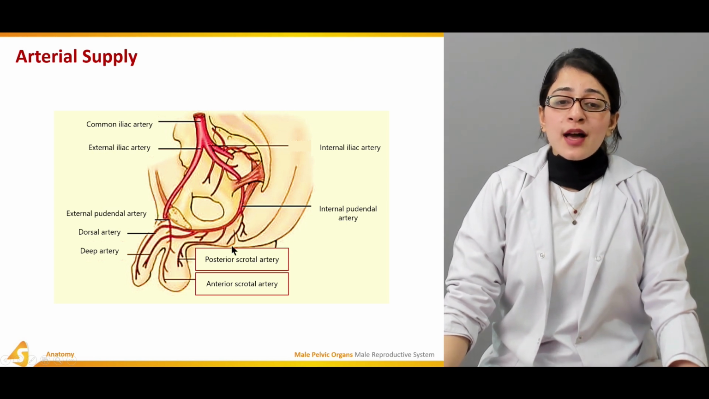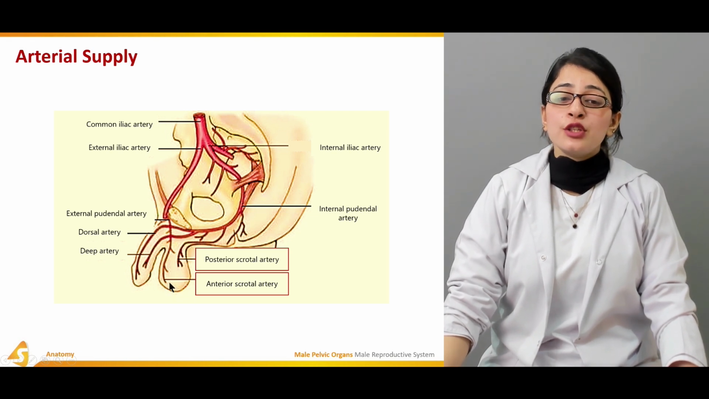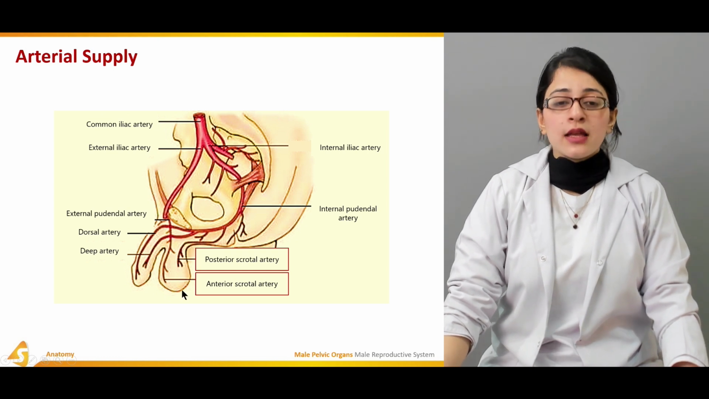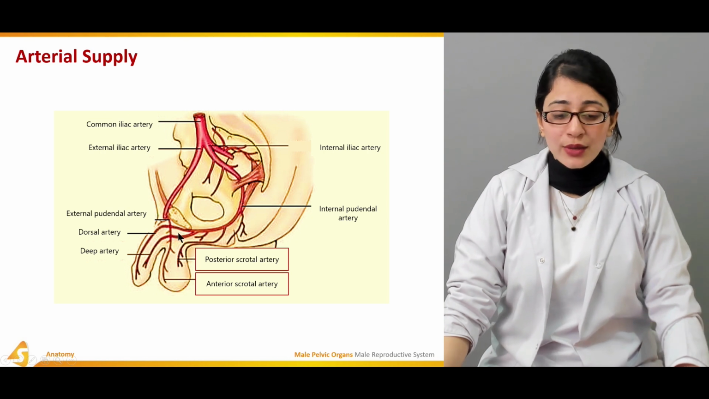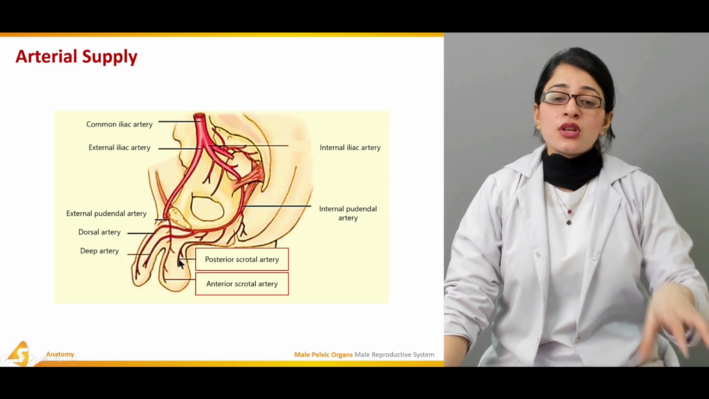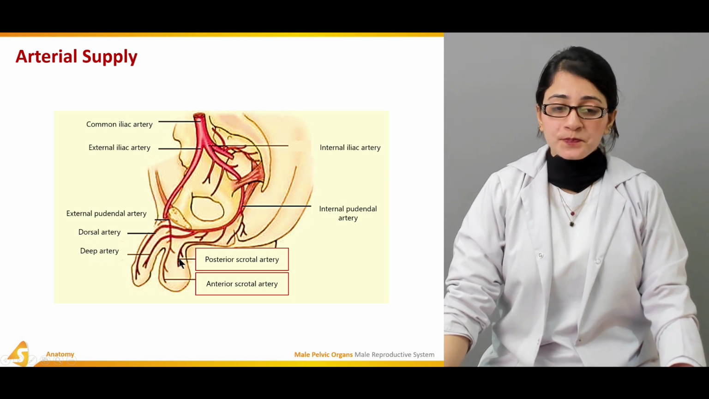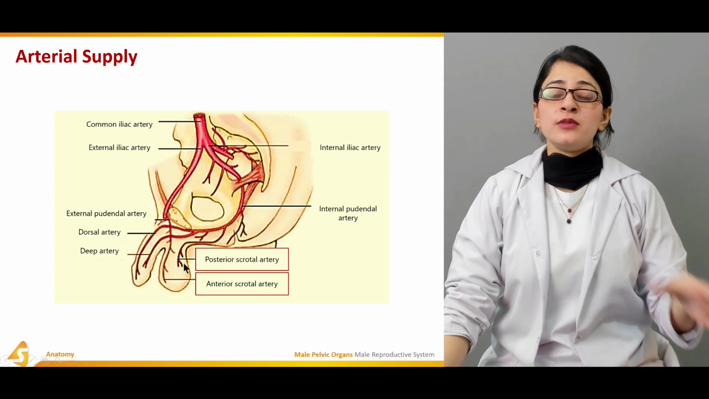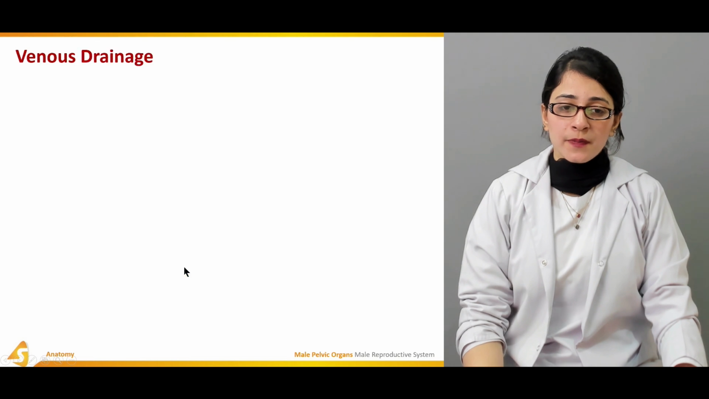So here we have the posterior scrotal artery supplying the region of the scrotum, and the anterior scrotal artery. These are the two major arteries supplying the region of the scrotum. Here we have the testes and epididymis, and the seminal vesicles are located in this region. So the major arterial supply to this region is the posterior scrotal artery and the anterior scrotal artery, which originate from the internal iliac arteries, the branch of the common iliac artery.